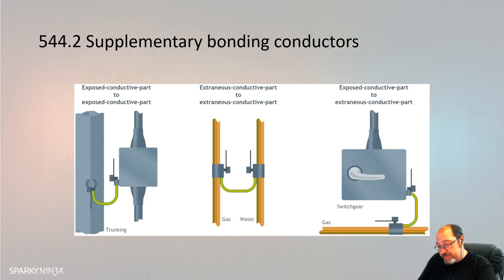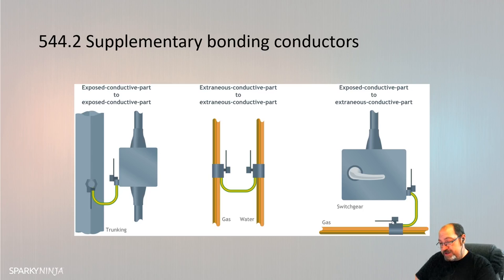Okay, 4 mil. The next one, a supplementary bonding conductor connecting an exposed conductive part to an extraneous conductive part shall again, if sheathed or otherwise mechanically protected, be not less than half that of the protective conductor connected to the exposed conductive part. If mechanical protection is not achieved, as it isn't here, 4 mil. So 4 mil and 4 mil.